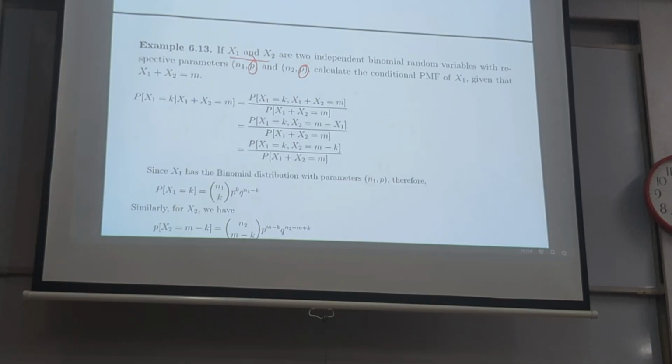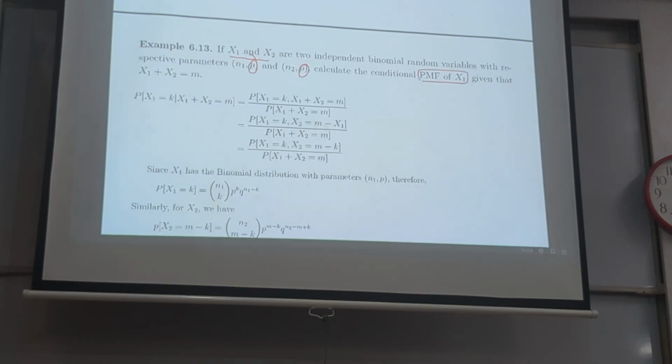It is something like you are tossing n1 times, then take a pause, and again tossing n2 times. These are independent, but they have the same probability of success. You are using the same coin to toss. The question is, calculate the conditional PMF of X1 given something. We are not considering one random variable given another, but one random variable given the sum of that random variable and the other one. So we want to calculate that X1 is equal to k, given that X1 plus X2 is equal to m.